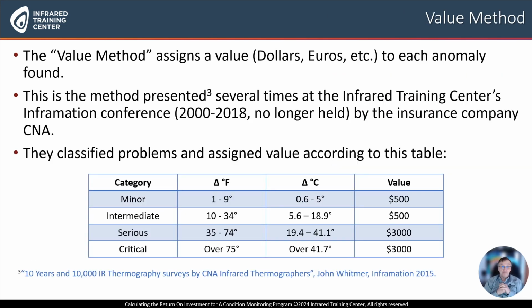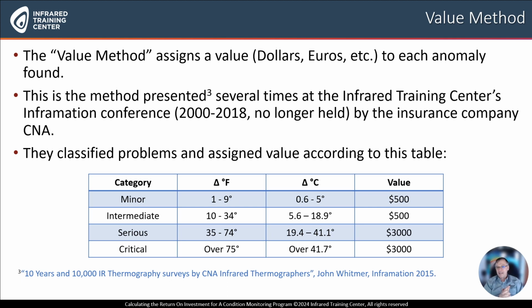Now, the value method, very interesting. This was the method presented several times at the Infrared Training Center's information conference. We held that conference from the year 2000 to the year 2018. Unfortunately, it's no longer held. But the paper referenced down there is a wonderful paper, and it was presented by the insurance company CNA. They take their infrared cameras, go out to their insured properties, and perform infrared inspections with a goal of reducing risk and preventing failures. So it's an advantage to both companies, both the insured property and the insurer.